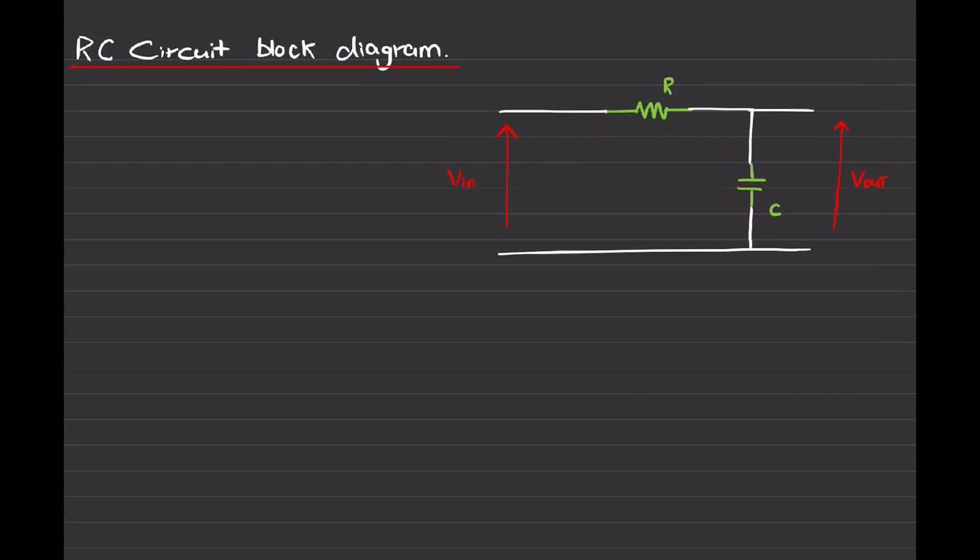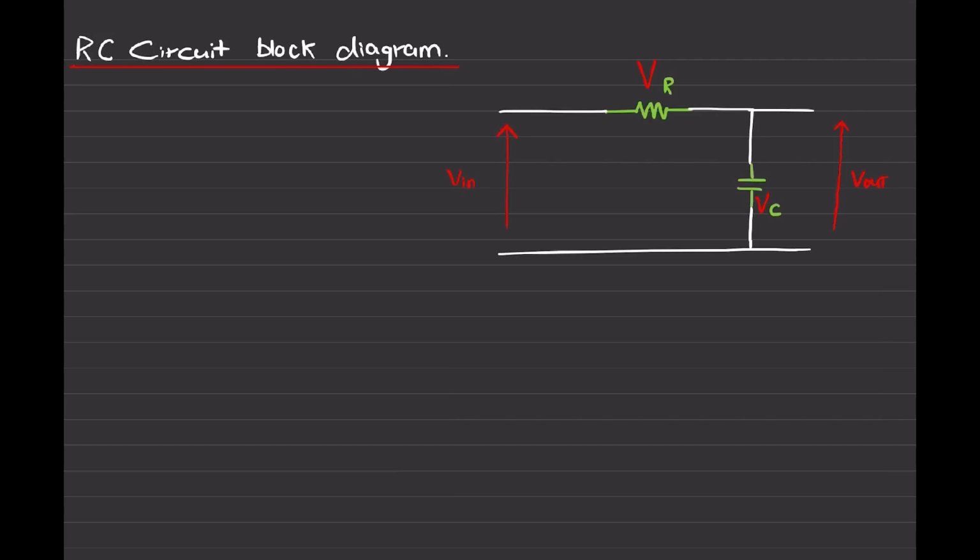Now as we can see here, we have applied a voltage across the resistor and the capacitor, which is known as V in, and we have an output across the capacitor which is named V out. The voltage drop across the resistor will be known as VR, and the voltage drop across the capacitor will be known as VC.